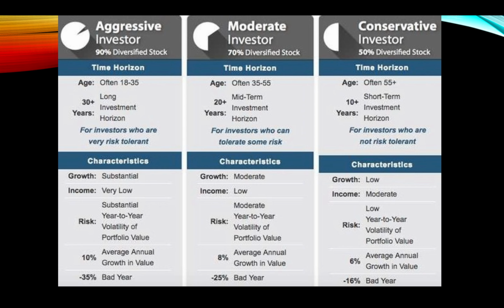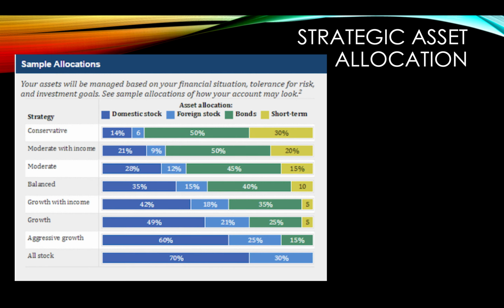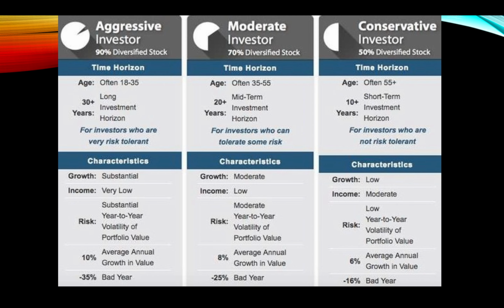Here's just another way of looking at it. This one is an aggressive, moderate, and conservative investor. 90%, 70%, and 50% allocation to stocks. Moderate investor is 70%. If we go back and look at moderate, it is 40% allocation to stocks. So what people call moderate varies. These words aren't very good in my view.